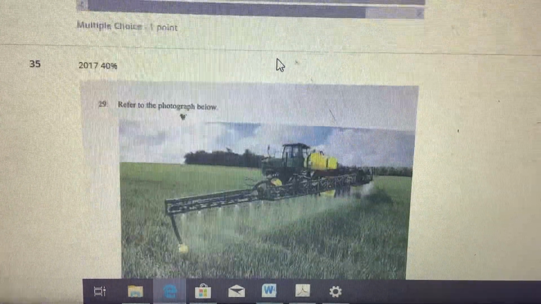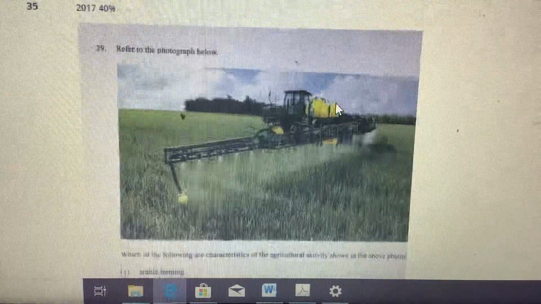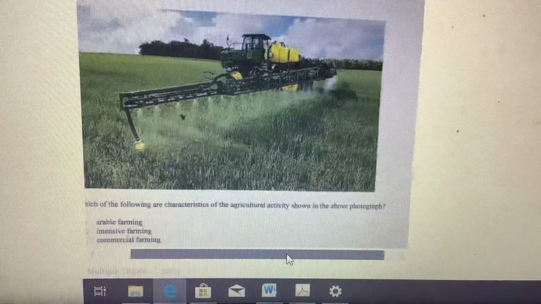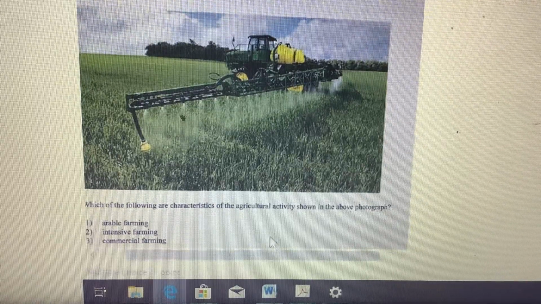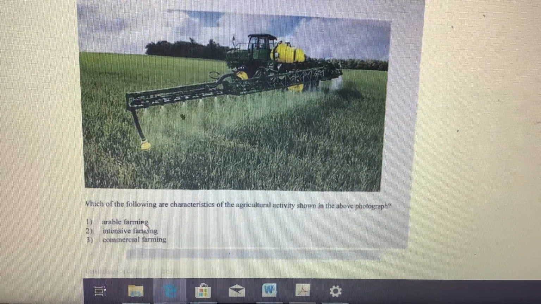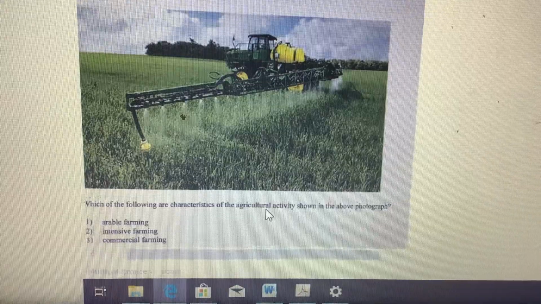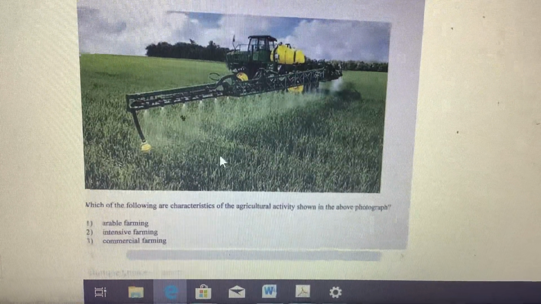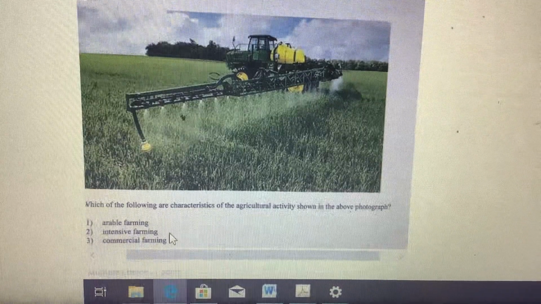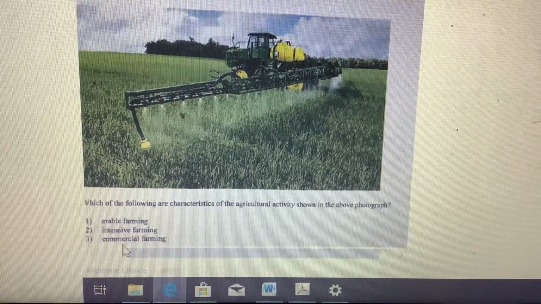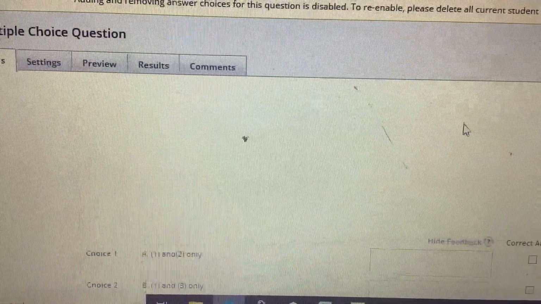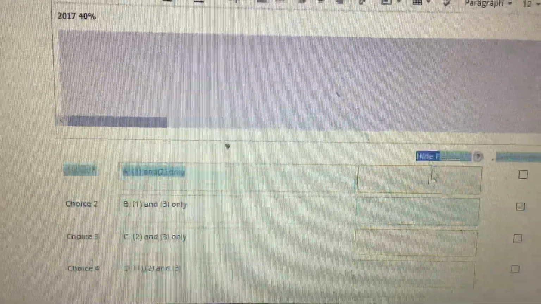Is it this one? Yeah, this one. You can see there's a sprinkler. Not a sprinkler, this is a herringbone. I forget the exact wording. What is this agricultural activity's characteristic? Arable farming, right? Yes, because this one is about farming. Intensive farming, not really. Commercial farming, yes. So maybe 1 and 3. Is there any 1-3? Yeah, 1 and 3.